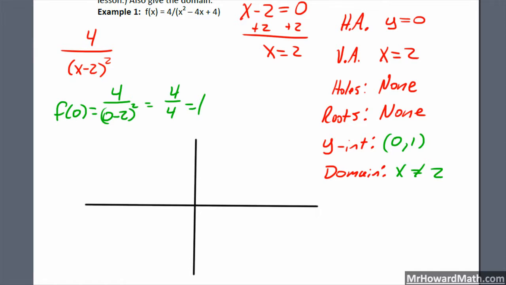So what we do know is that we have a vertical asymptote at x equals 2, so it's a good idea to put that in first. So x equals 2 here is our vertical asymptote. We have a y-intercept at (0, 1), and we know we have a horizontal asymptote at y equals 0. So based on this information, we can say confidently that our graph is in this section. It's going through that y-intercept and approaching the vertical asymptote this way.